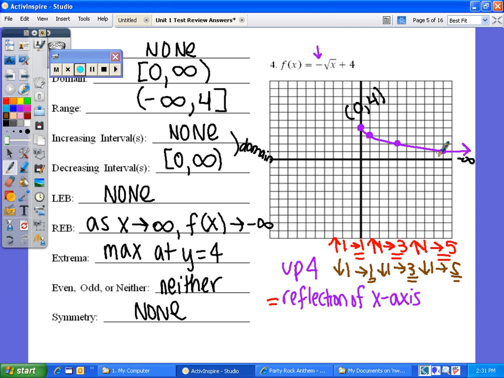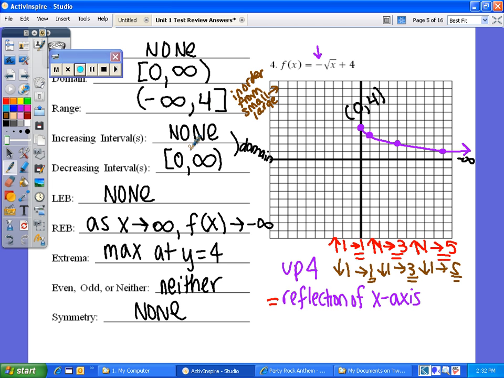All right, there is no vertex because we don't have two sides. The domain starts here at 0 and goes all the way to infinity. The range starts here at 4 and goes to negative infinity. But because you must write in order from smallest to largest, that's why the negative infinity comes first, because this has to be in order.